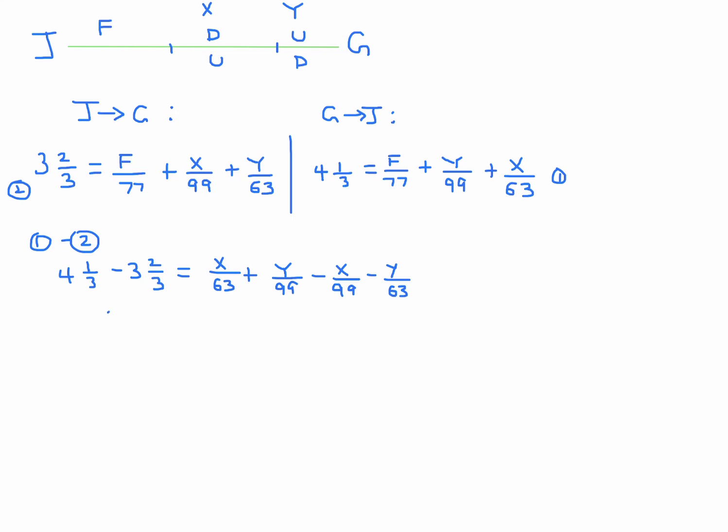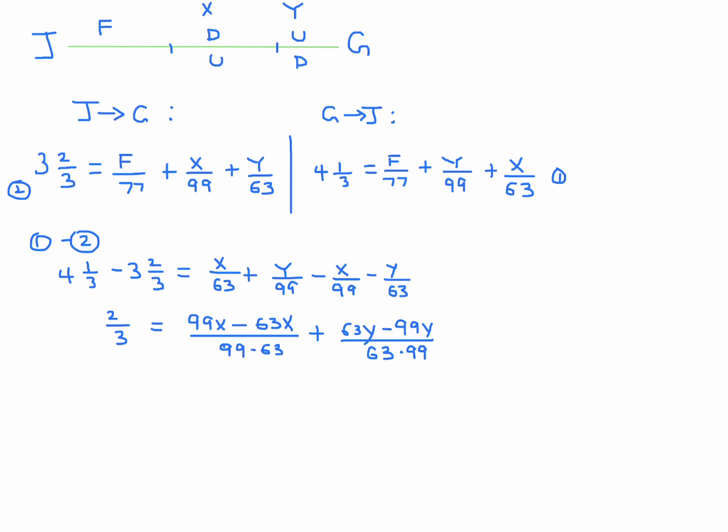So if I collect like terms, this just becomes 2/3, and then I'm going to have to use some fractions here to get common denominators and all that. 99x minus 63x divided by 99 times 63. And then for the y, similar, 63y minus 99y over 63 times 99. That's going to be the common denominator there.